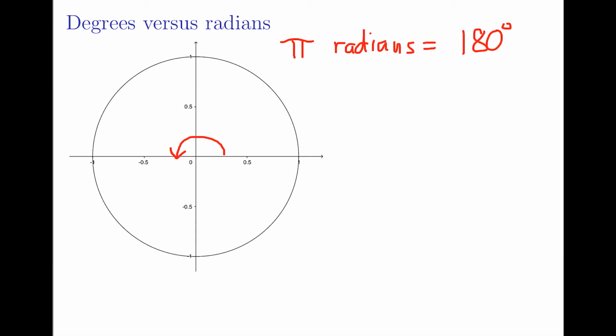And if you know that, there's really not much else you have to think about. For instance, what's half of 180? Half of 180 is 90, and half of pi is pi halves. So for instance, if we wanted to look at this angle up here, this 90-degree angle, we could think of it as 90 degrees, or we could think of it as pi over 2 radians. Similarly, if we had something like a 60-degree angle, let's do our best to draw a 60-degree angle here. Maybe that looks something like that.